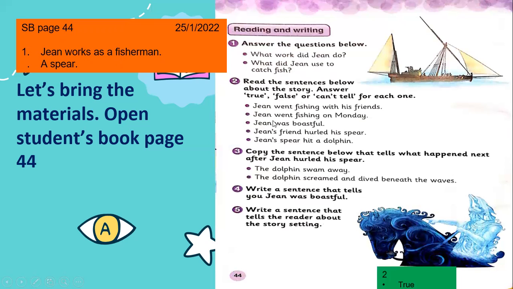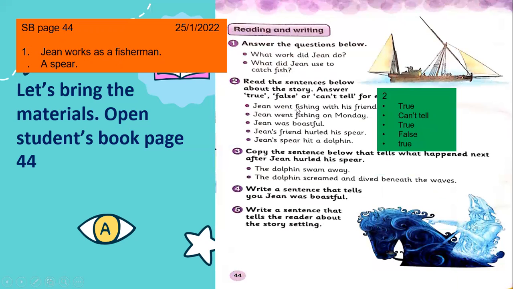Let's check the answers. Jean went fishing with his friends. That's true. Jean went fishing on Monday. We can't tell because it wasn't stated there. Yes, they went fishing, but it wasn't stated that they went fishing on Monday. Jean was boastful. True. Jean's friend hauled his spear. First, it wasn't Jean's friend. It was Jean. So that's false. Jean's spear hit a dolphin. True.